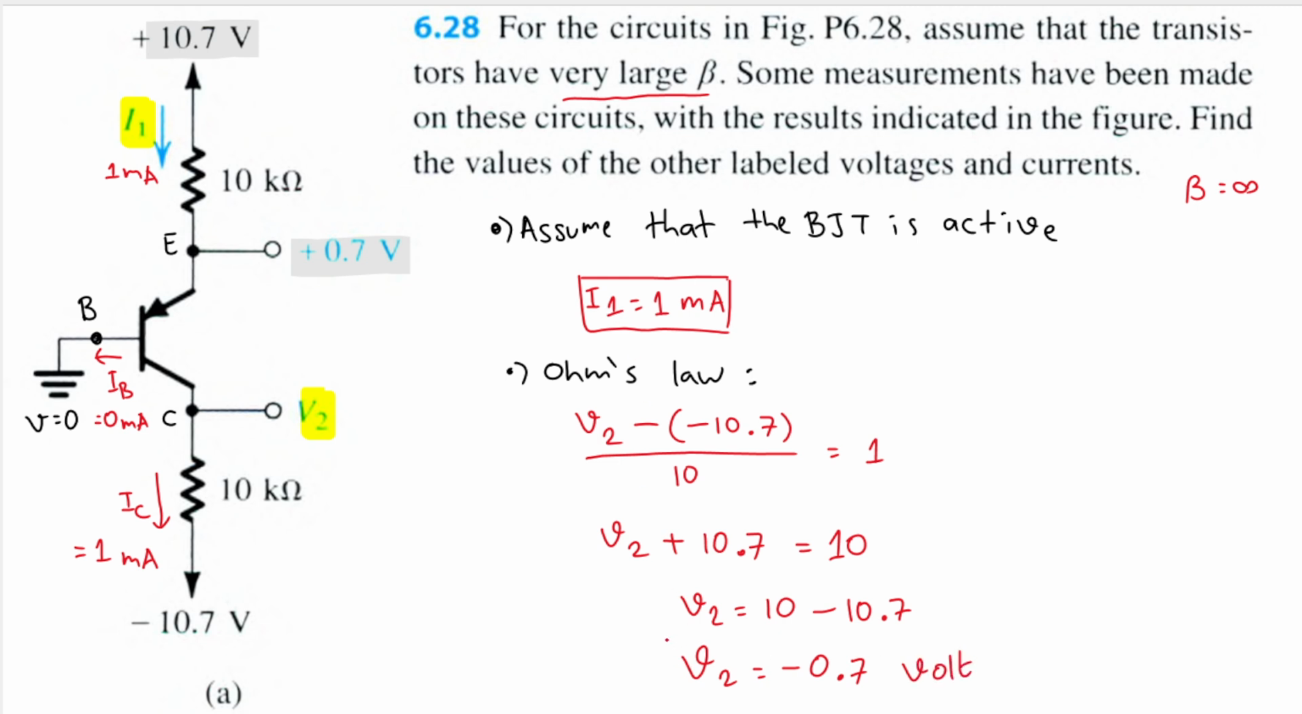This is I1, which is 1 milliampere, and then V2 is minus 0.7. I think there is nothing wrong with our assumption because this is 0.7 volt, VB is 0, so this is larger than this. And then 0 and this one will be minus 0.7. So from 0 to minus 0.7, the current can go here. So the assumption is correct at this point. So we have I1 is 1 milliampere and V2 is minus 0.7.